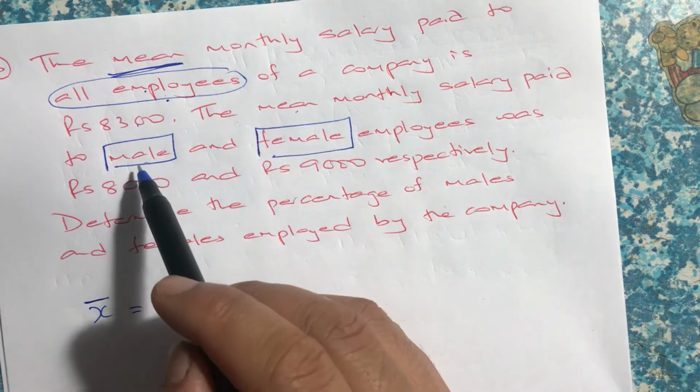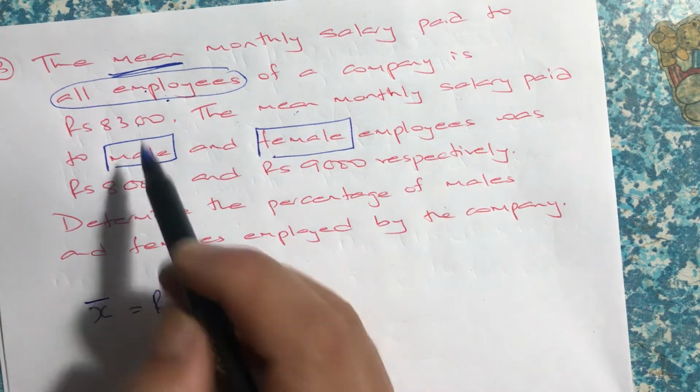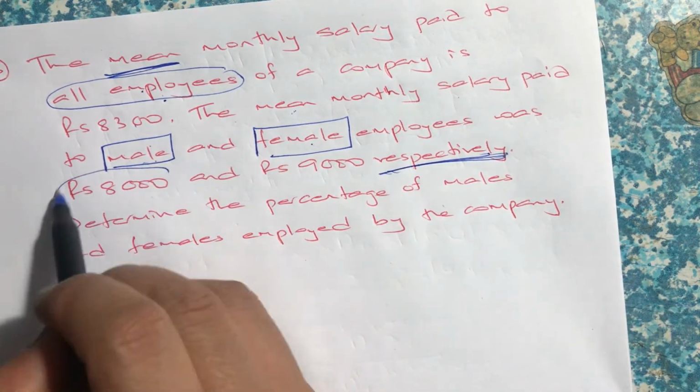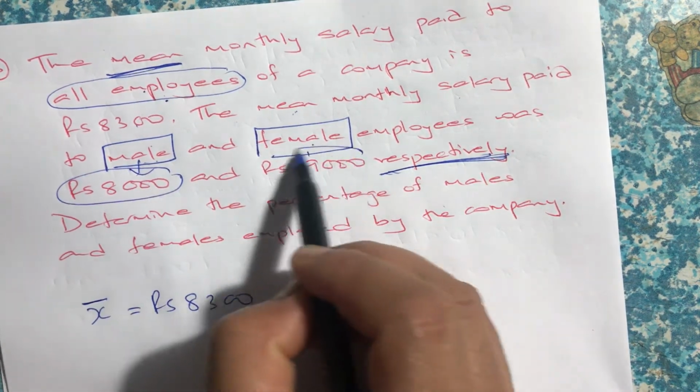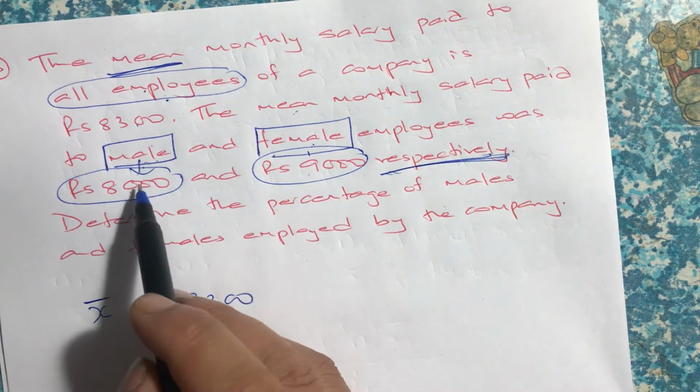So mean, okay, this is the mean salary of whose? Male and the female respectively. For the first, it will be the first value, and for the second, it will be the second value. So this is what?